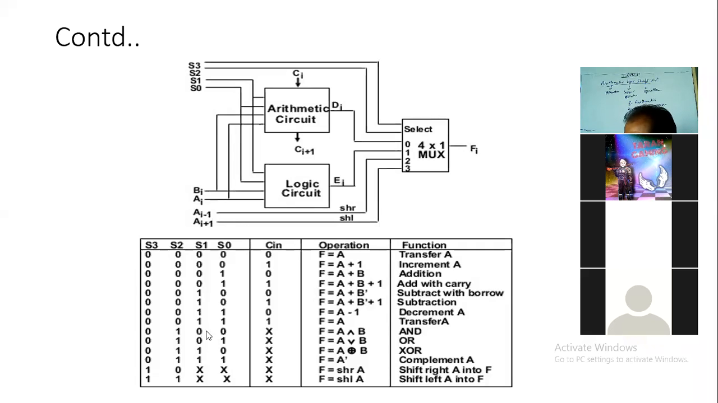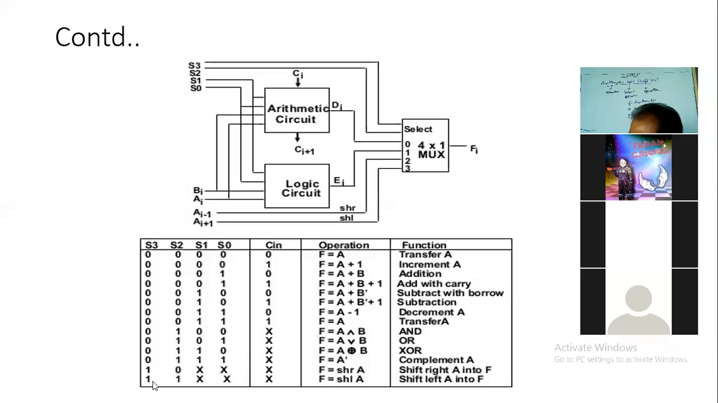So if S1, S0 is 0, 0, we will perform AND operation. 0, 1, we will perform OR operation. 1, 0, we will perform XOR operation. And 1, 1, we will perform complement A operation.